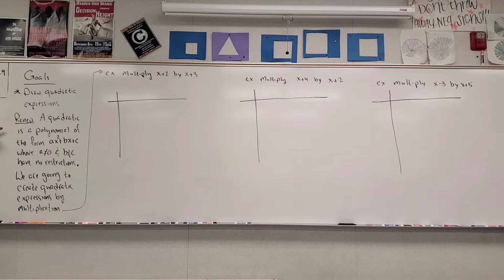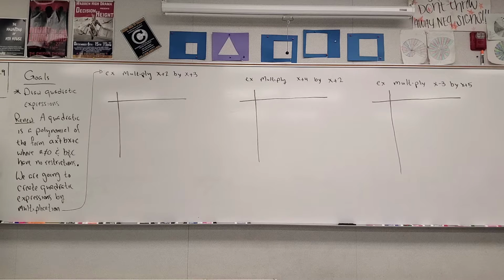A quadratic is a polynomial of the form ax squared plus bx plus c. It's called a quadratic, quad meaning 4, because it has a square in it. Now, there's a few rules about the numbers a, b, and c. A is not allowed to be 0. It can be any number besides 0, because once a is 0, you don't have a quadratic, you have linear. B and c have no restrictions. They can be whatever number we want.